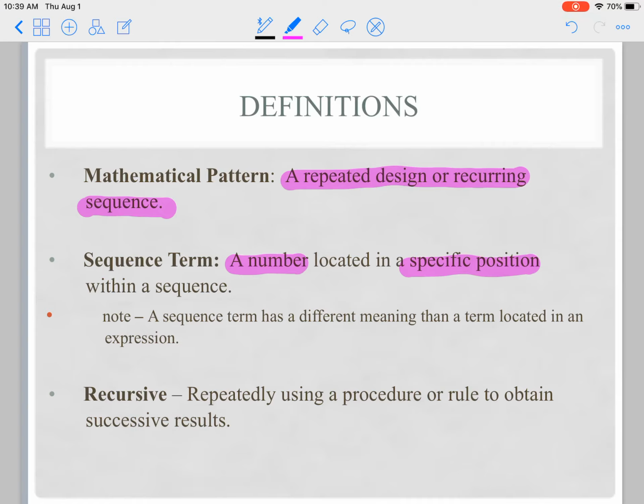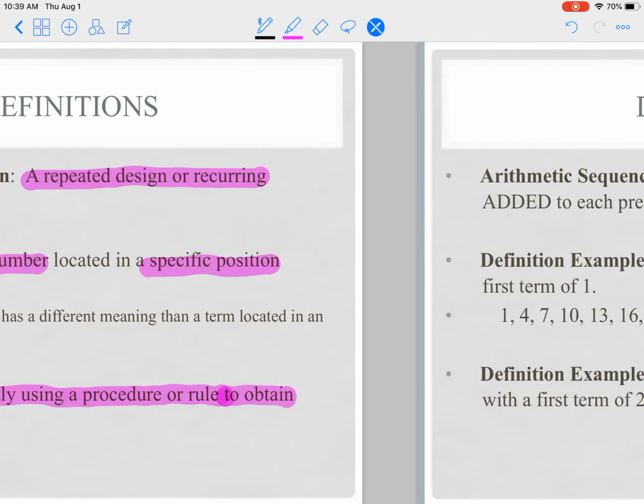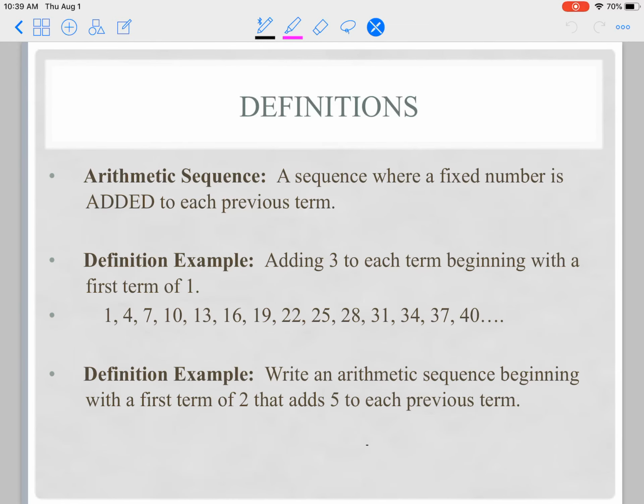If a sequence is recursive, then it repeatedly uses a procedure or a rule to obtain successive results. In other words, we do something to this number, and we get this number that follows it. We do that same procedure to that number to get the number that follows it, and so on and so on. We just repeat that process. In an arithmetic sequence, there's a fixed number that's being added to each previous term to get the current term.